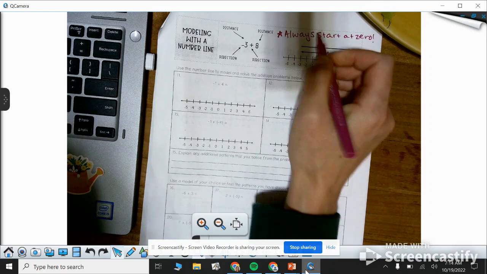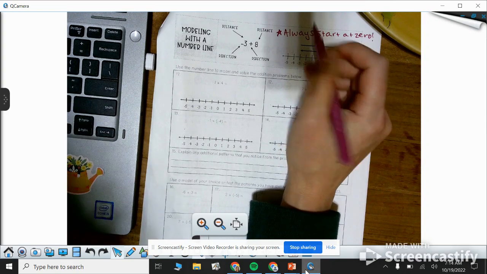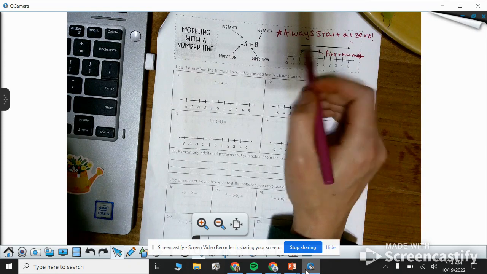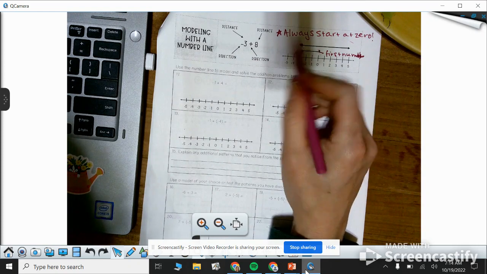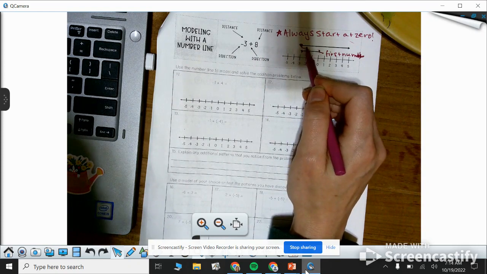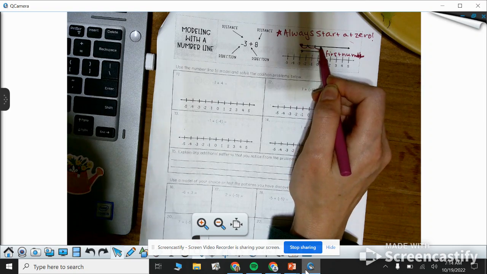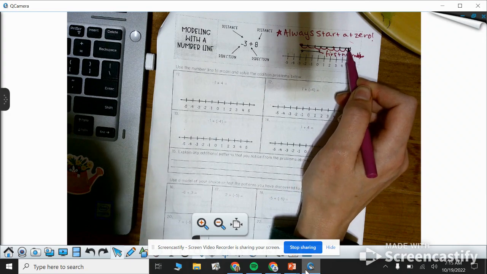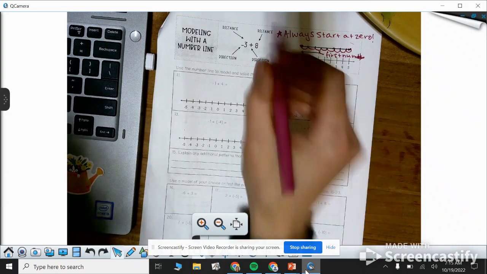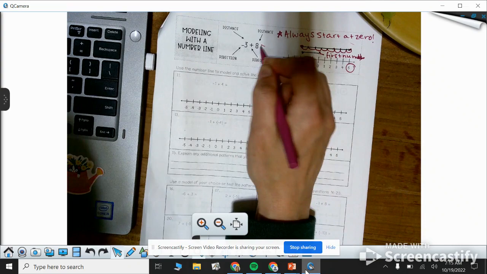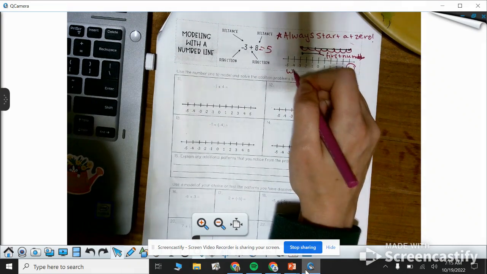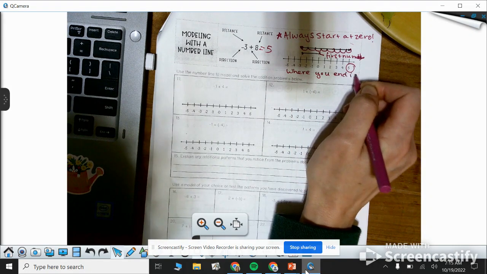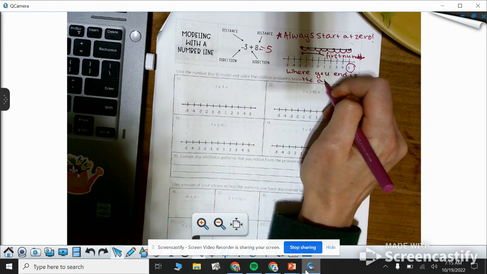So it's 0 all the way over to -3. We started at 0 and we go to -3. Then we start at -3 and we're going to go up 8. 1, 2, 3, 4, 5, 6, 7, 8. And we land on 5. So where you end is the answer.